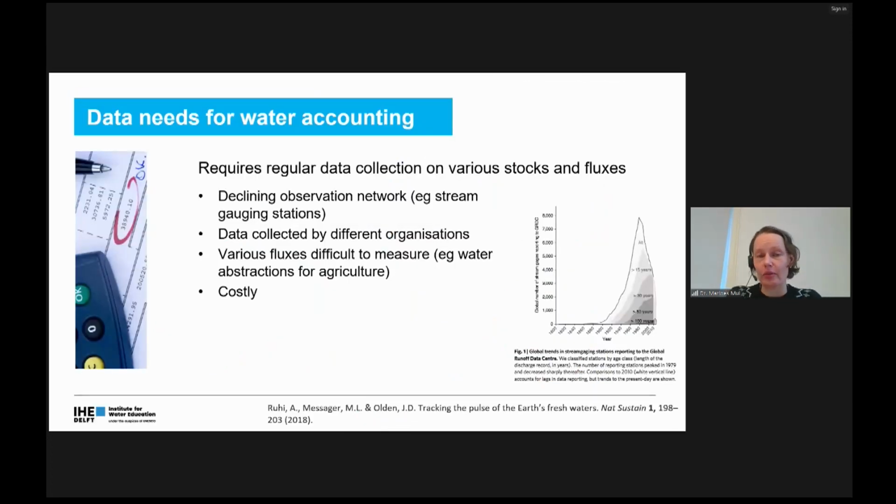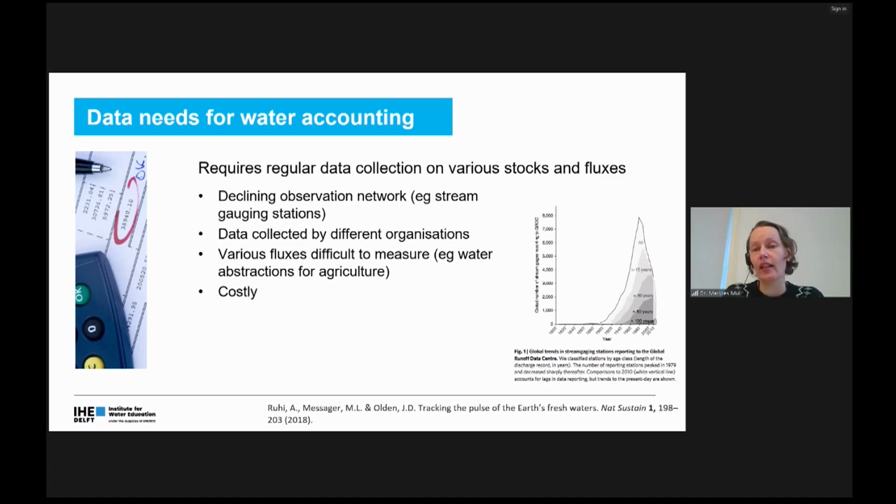So, well, we're talking about big data. The data needs for water accounting require a lot of regular collection of data on both stocks, so storage functions, as well as fluxes and flows. What we see in this graph also, and I think this is the global trend, is that the number of observation networks have gone down. So for instance, for stream gauging stations, but also rainfall stations.